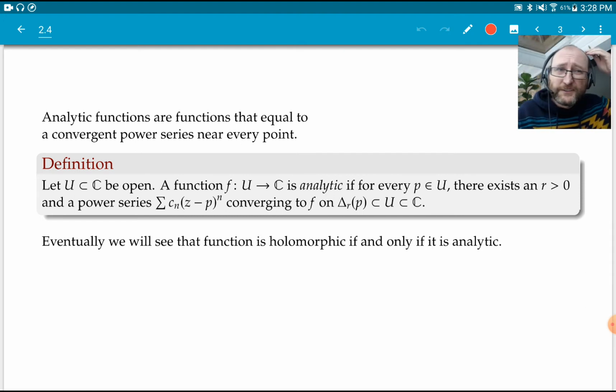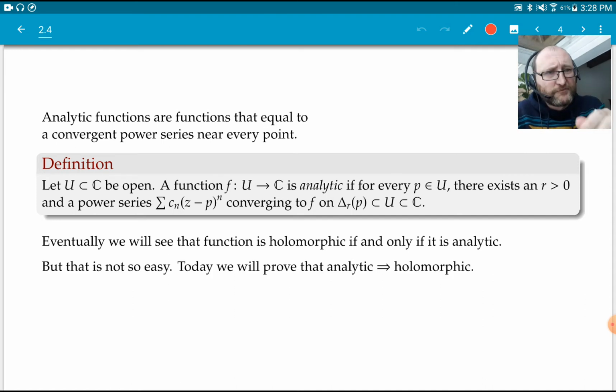All right. Eventually we'll see that holomorphic functions and analytic functions are one and the same. It is the same class of functions. That's actually not as easy to prove. Today we'll prove that analytic functions are holomorphic. To show that holomorphic functions are analytic will require a lot more machinery. So this is the easier direction: analytic implies holomorphic. Basically, analytic implies complex differentiable.